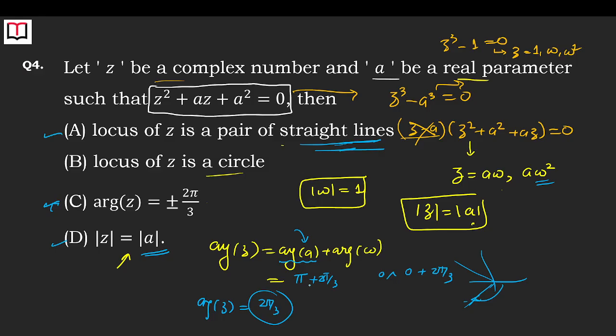See, A is a real parameter. If it's positive, it's 2 pi by 3. If it's negative, pi plus 2 pi by 3. So in any case, you will get both the signs. So for this part, argument is 2 pi by 3. For this part, it is pi plus 2 pi by 3. Isn't that? Similarly, yeah, it should be. So the answer should be A, C, and D.